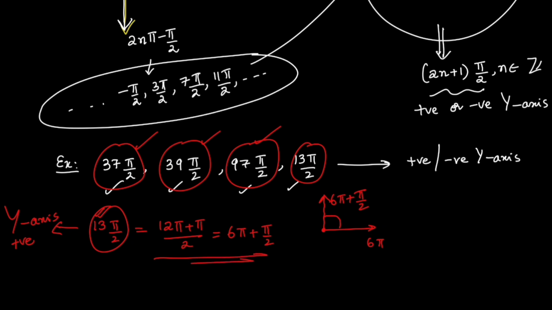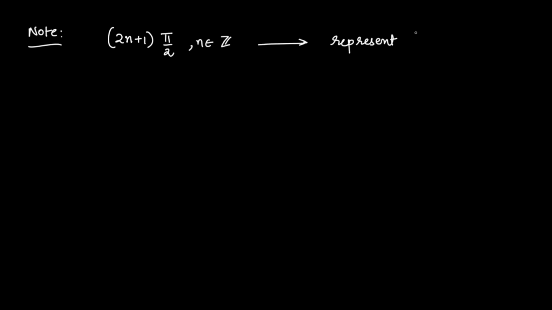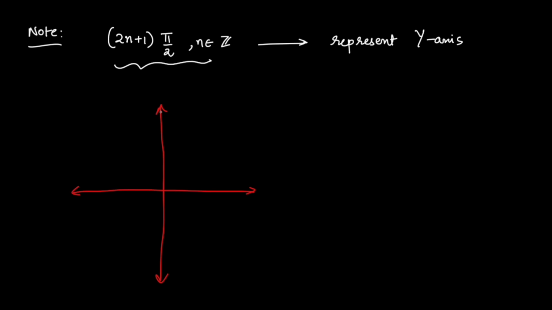So what is the important point to note here? One very important point we understood: whenever we have an angle which is an odd multiple of pi by 2, these angles represent the y-axis, whether positive or negative, that is a different story. An odd multiple of pi by 2 definitely will have its terminal position along the y-axis. It means the terminal position would be along either the positive y-axis or the negative y-axis.